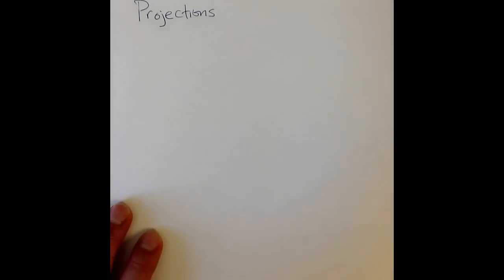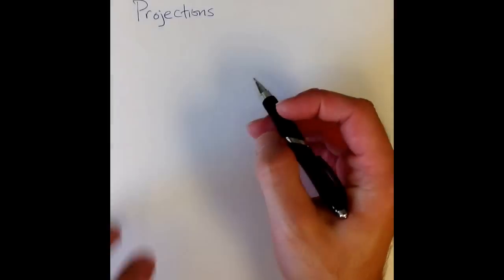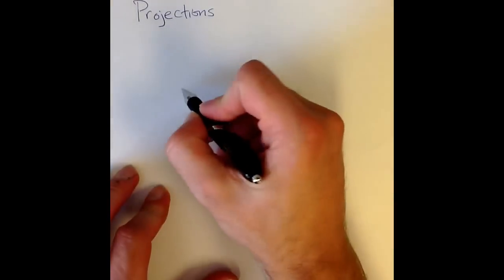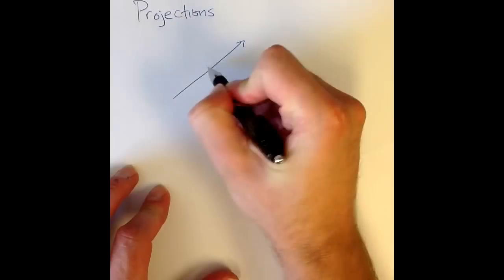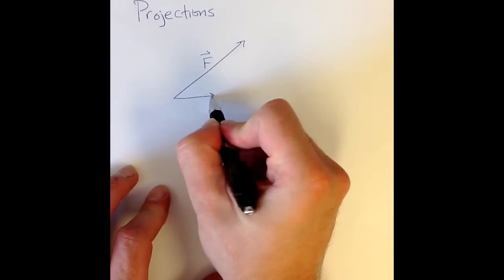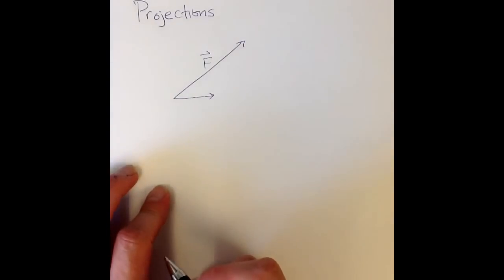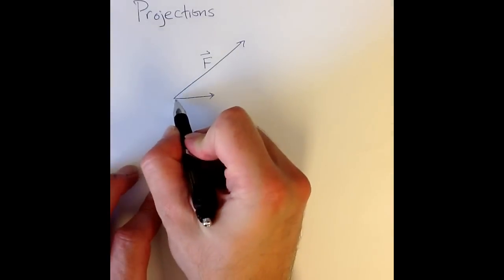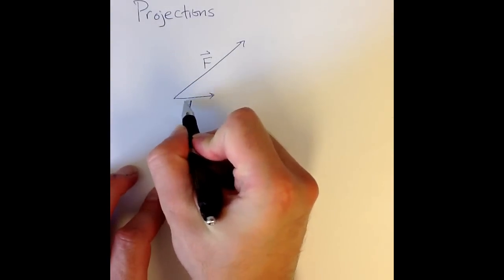In this video we'll be talking about projections. The basic idea is we want, given a vector f and a vector d, to find two more vectors, w and n, so that the picture looks like this. Here's the vector d.